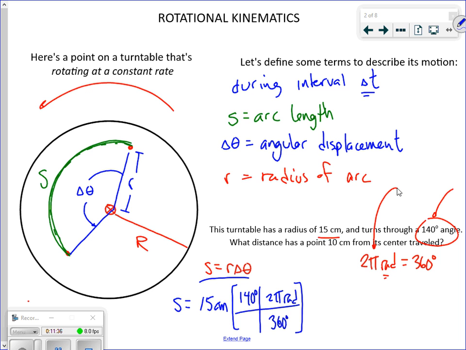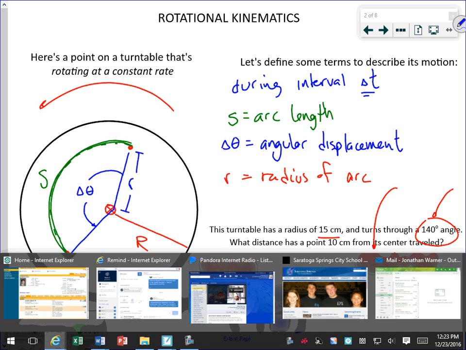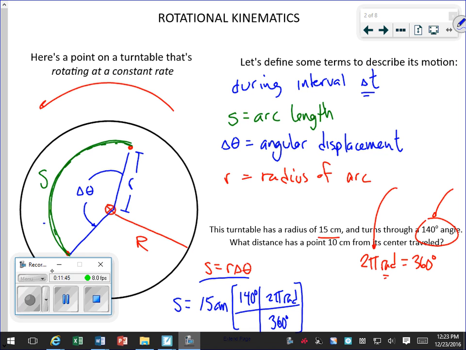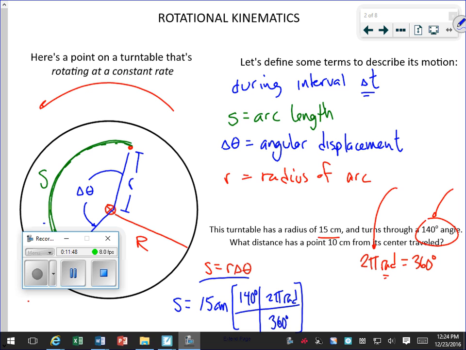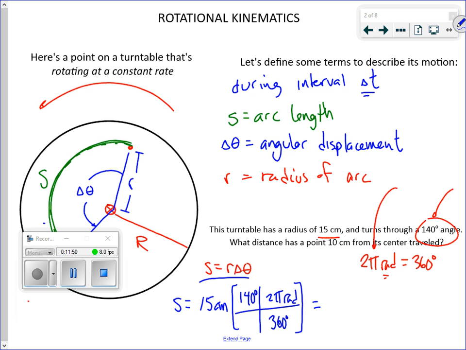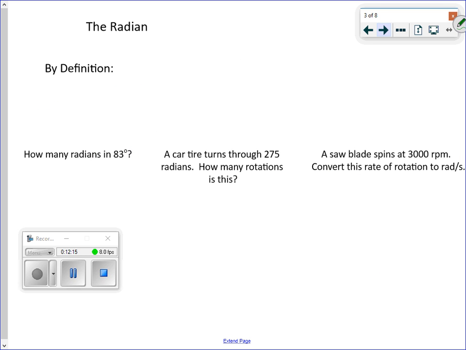And so, what do we get there? You get that S is, now notice, degrees and degrees cancel, and you get 37 centimeters, but these radians are still sort of there. But we don't write 37 centimeter radians. Your answer is 37 centimeters. Okay? And that leads us to a little more about the radian.